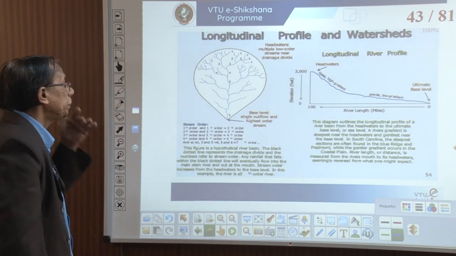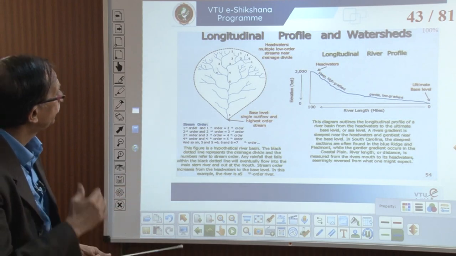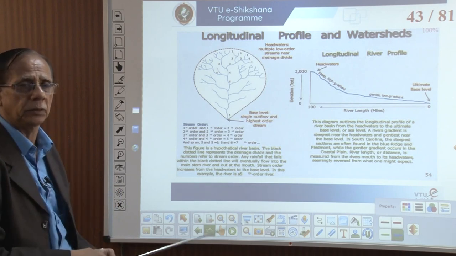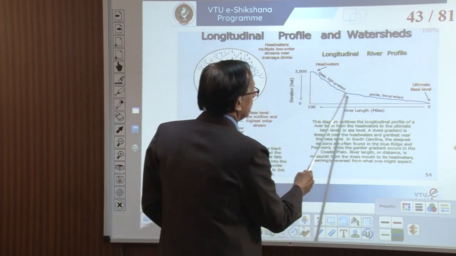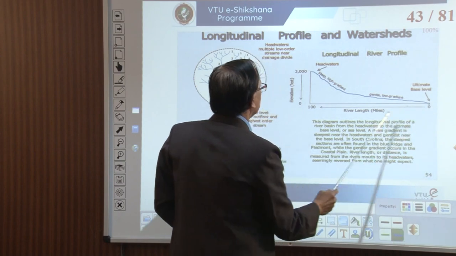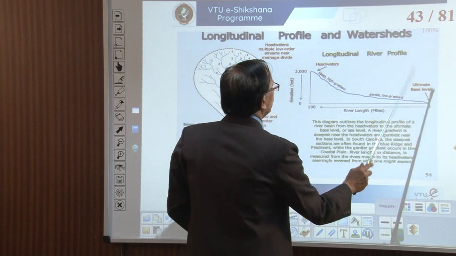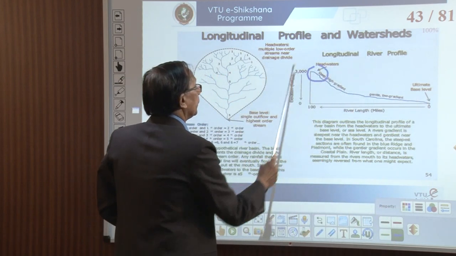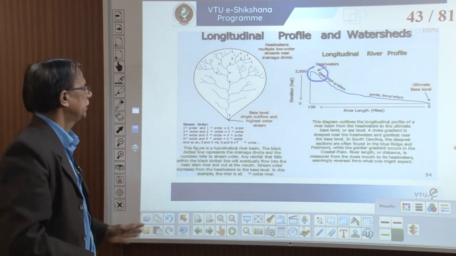We have just now discussed the river. Now, we are trying to understand the river with reference to engineering activities. We will go further. This is a longitudinal river profile, as I just mentioned. Ultimate level, base level, and high steep gradient, moderate gradient, gentle gradient, low gradient. This is a longitudinal river profile, and this region we call the headwater, where the river originates and starts growing.